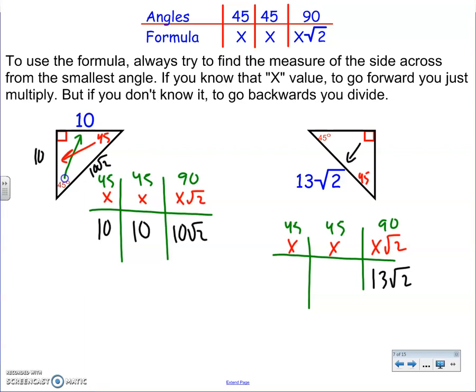We don't know x, but to go backwards, you divide by the thing on top of it. So we're going to do 13 root 2 divided by root 2. Well, those root 2's just cancel out. So you just get 13. So that means this is 13 and this is 13. So across from 45 is 13, across from the other 45 is also 13. That should make sense because it'll be 13, 13, 13 square root 2.